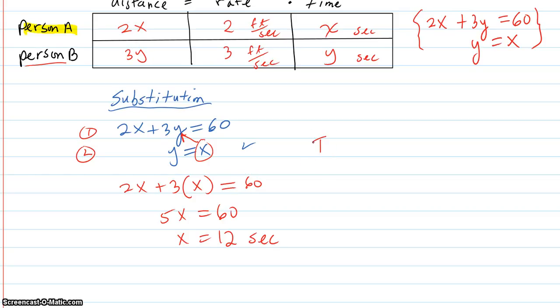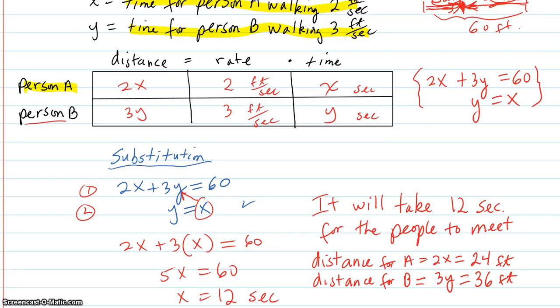So you say it will take 12 seconds for the people to meet. x equals 12, and so does y equals 12 also.